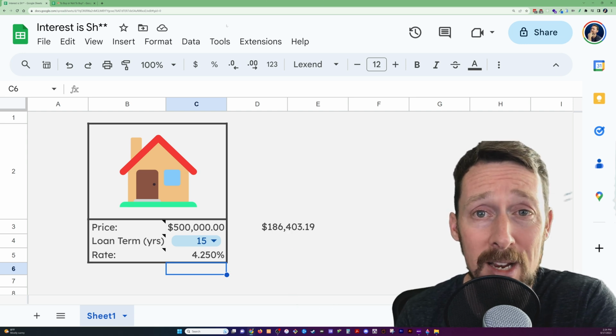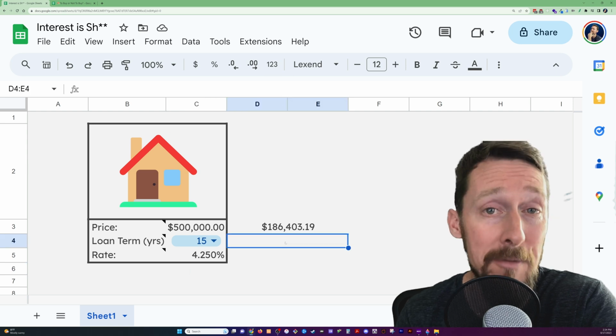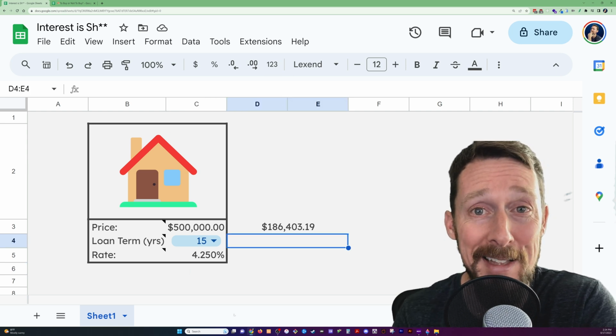Hope you've learned something here about a built-in function you may not have known about, and home mortgages in the States, if you didn't know about those.